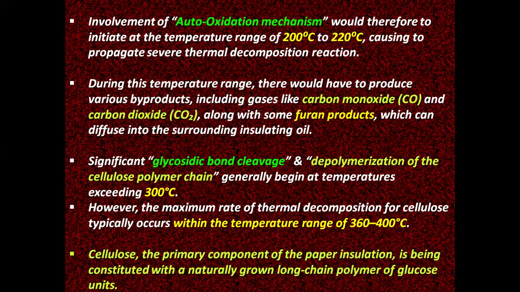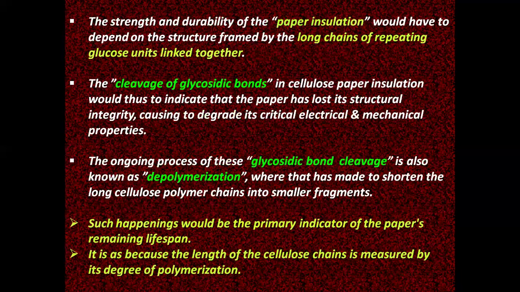Cellulose, the primary component of the paper insulation, is constituted of a naturally grown long chain polymer of glucose units. The strength and durability of the paper insulation depend on the structure formed by the long chains of repeating glucose units linked together.